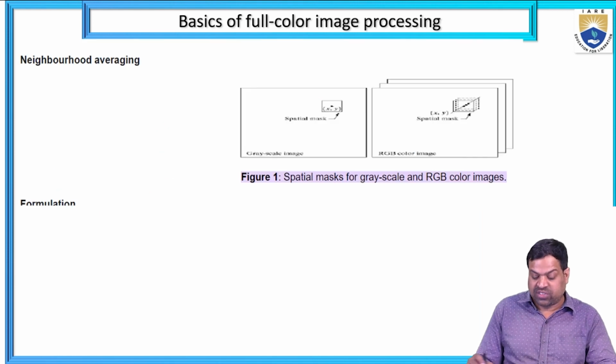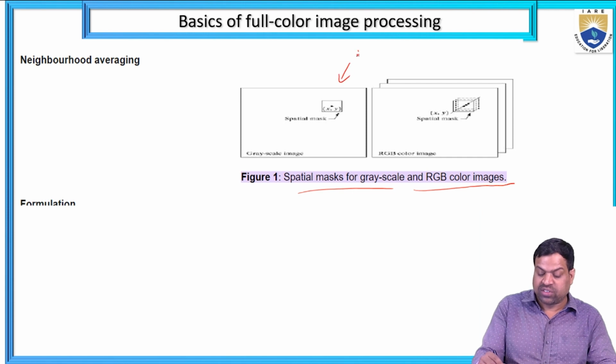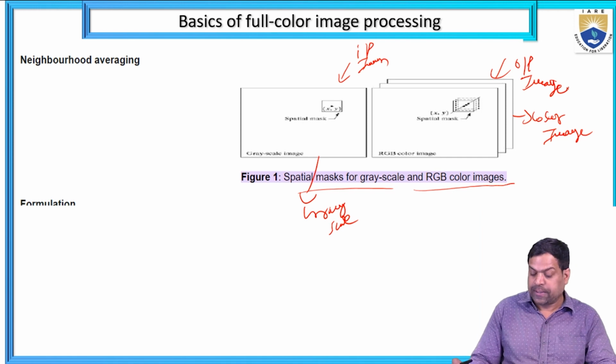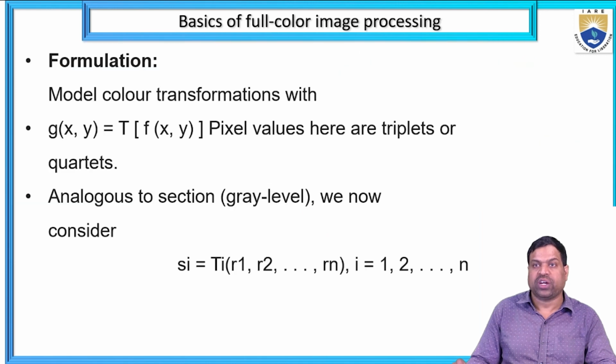Here neighborhood averaging is a spatial mask of gray level to RGB colors. Here the input is an input image, that is a grayscale. So grayscale to full color is a neighborhood averaging of the spatial mask of grayscale to RGB color.